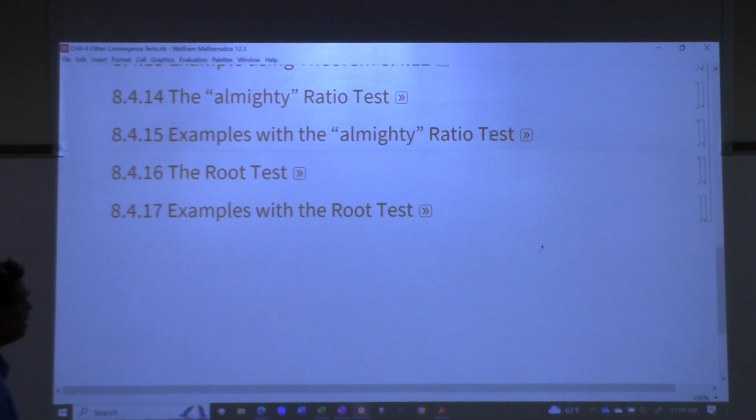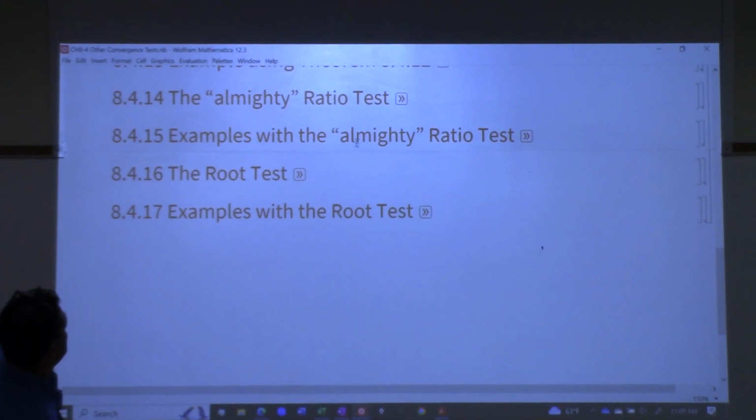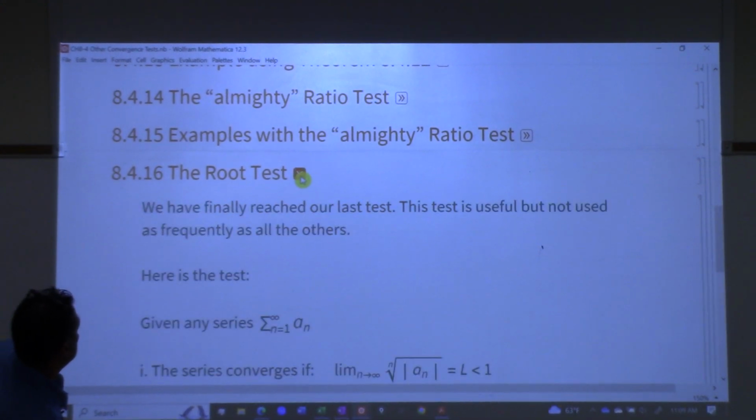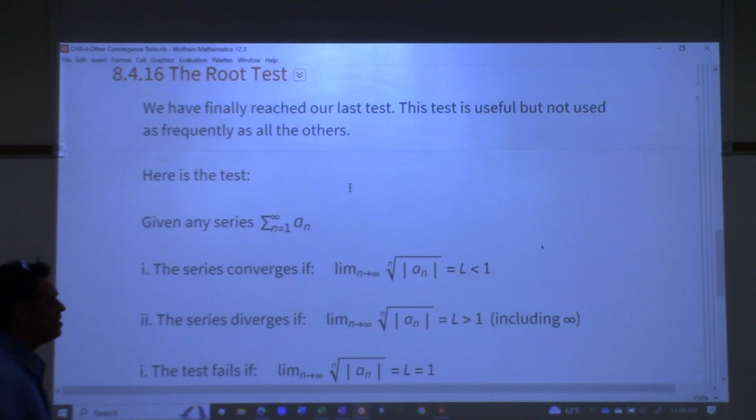All right, so now we are going to move on to the root test. This can be really quick and simple. This root test is not used very often. This is the last test on our list of tests.